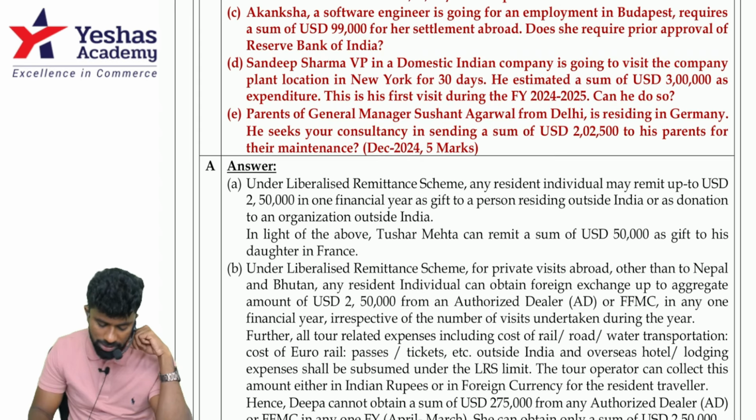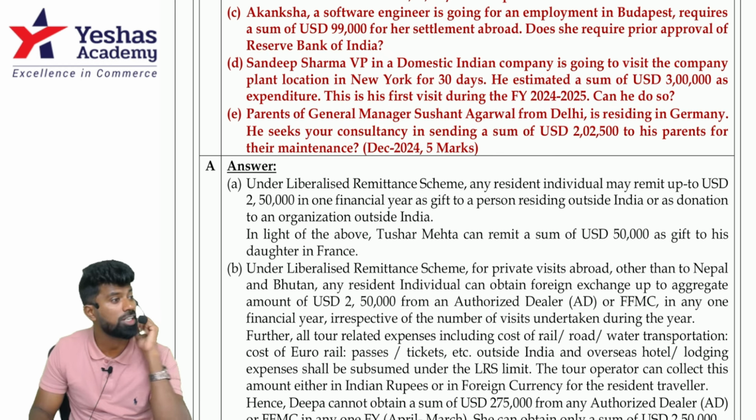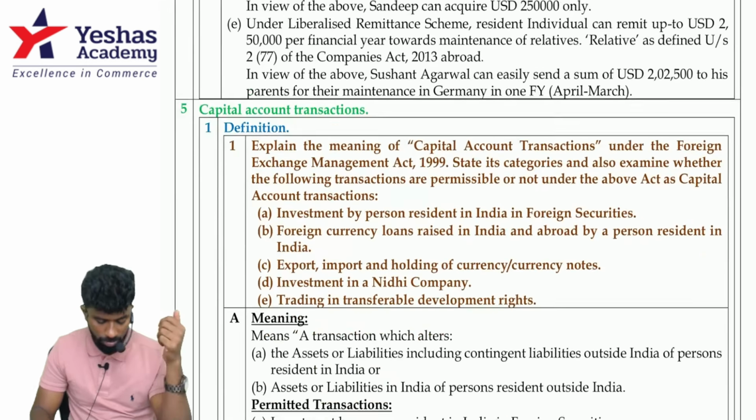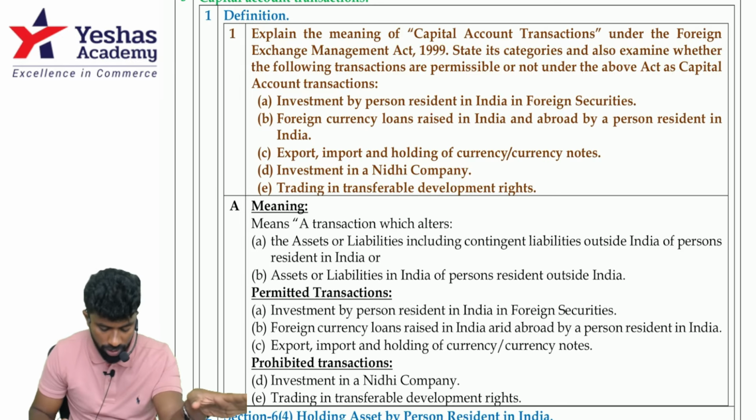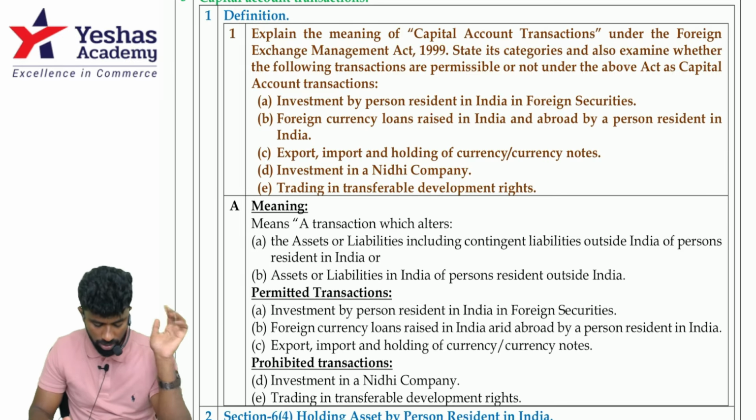He seeks your consultancy in sending a sum of 2,02,500 to his parents for their maintenance. Can he send? Maximum how much? 2,50,000 US dollar. Clear? Next one, capital account transaction. Based on definitions, they have not asked question yet, but I have included this question.